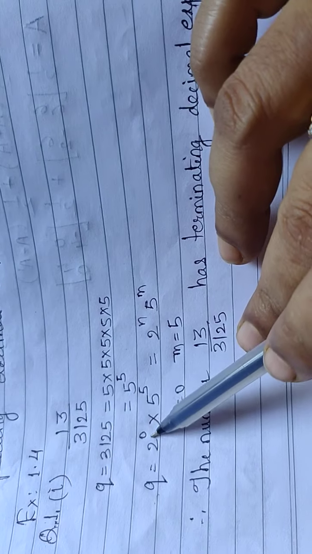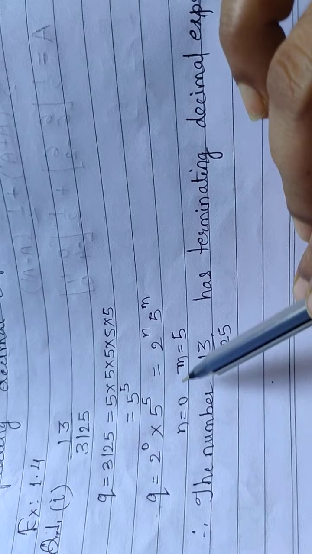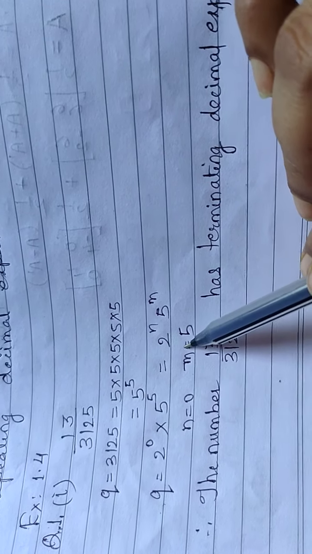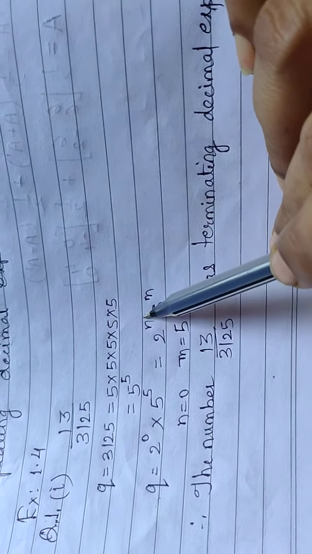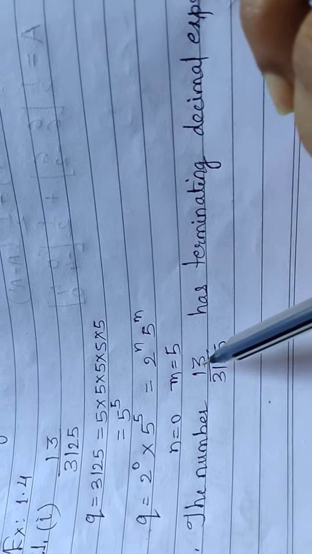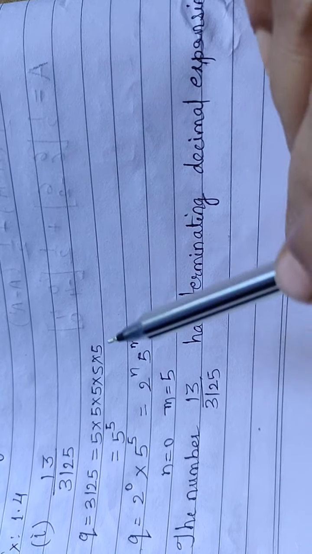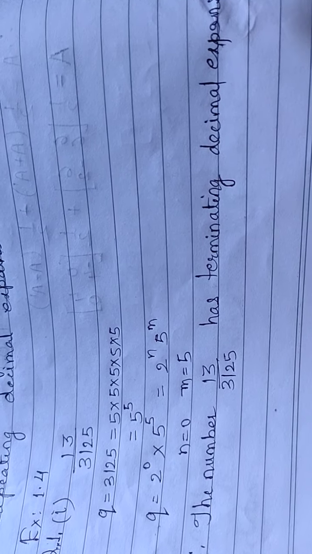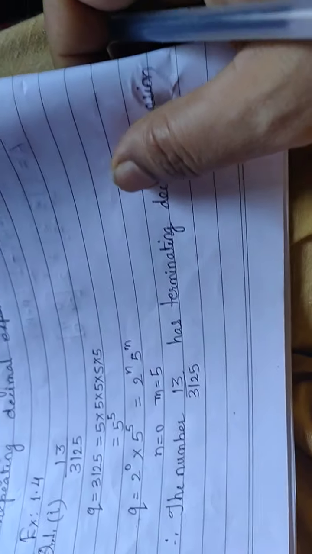And if we compare the indices, we get n equal to 0 and m equal to 5. Okay, so n is 0 and m is 5. They are non-negative integers. Hence the denominator is expressed in the form of 2 to the power n, 5 to the power m. Okay, therefore the number 13 upon 3125 has terminating decimal expansion. So in this way we can check whether the number has terminating or non-terminating repeating decimal expansion. Then the next example.